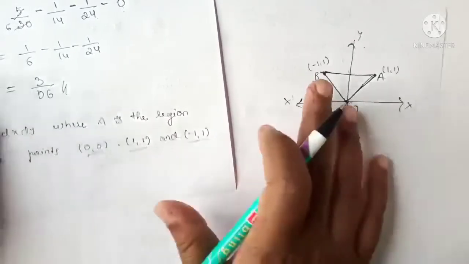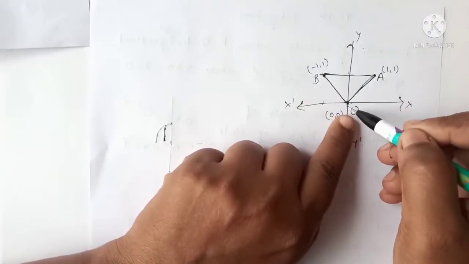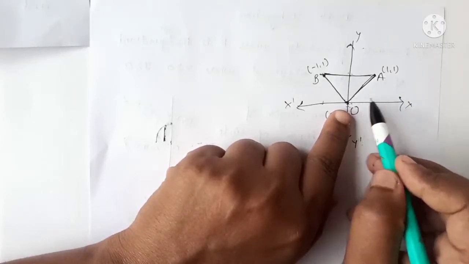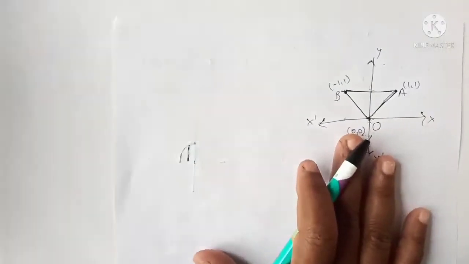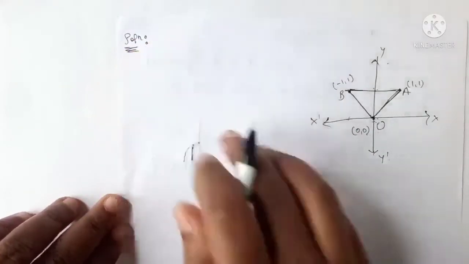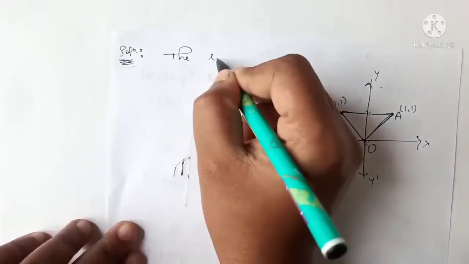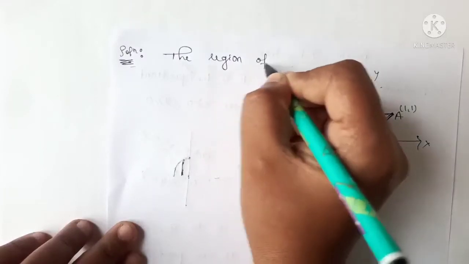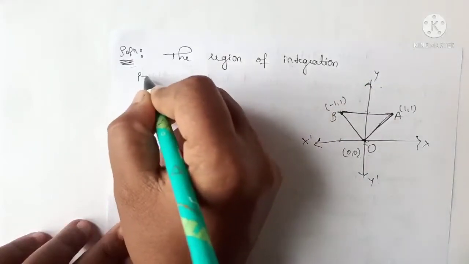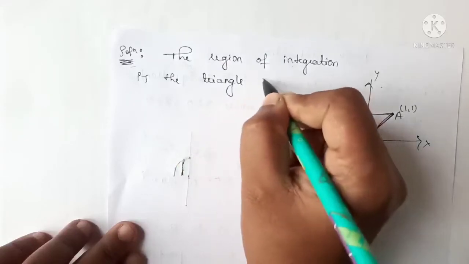Okay, so we can take x limits from left to right. Okay, so see here, solution: the region of integration is the triangle OAB.